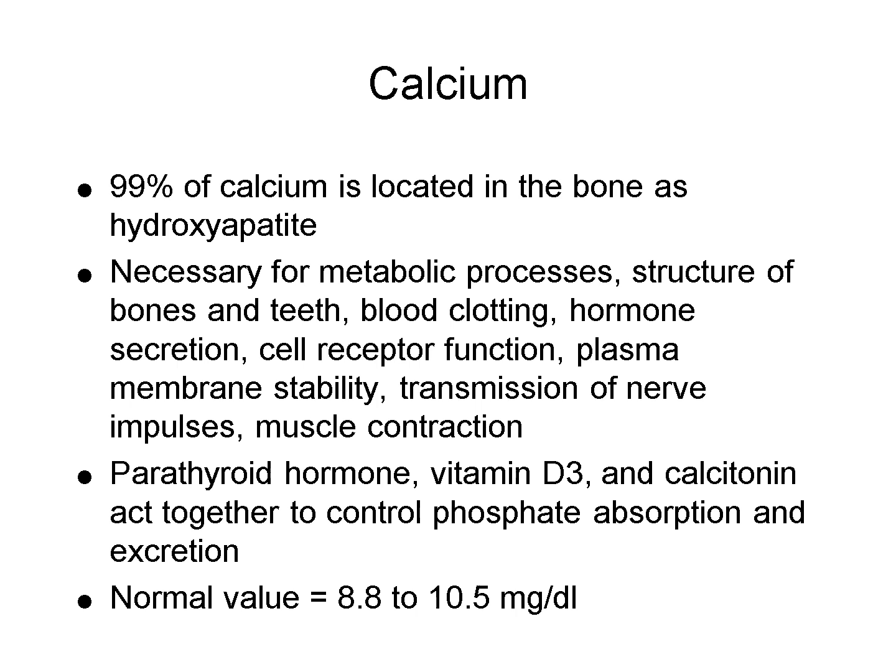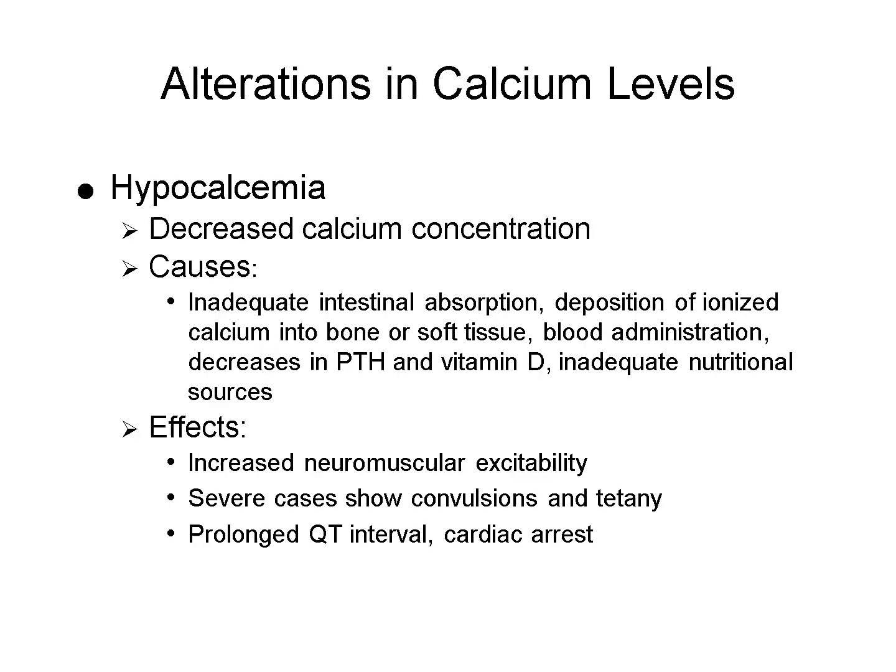The hormones parathyroid hormone, vitamin D3, and calcitonin work in coordination to regulate calcium levels by controlling phosphate absorption and excretion. The normal range for calcium in the blood is 8.8 to 10.5 milligrams per deciliter. Hypokalemia refers to a decreased concentration of calcium in the blood.